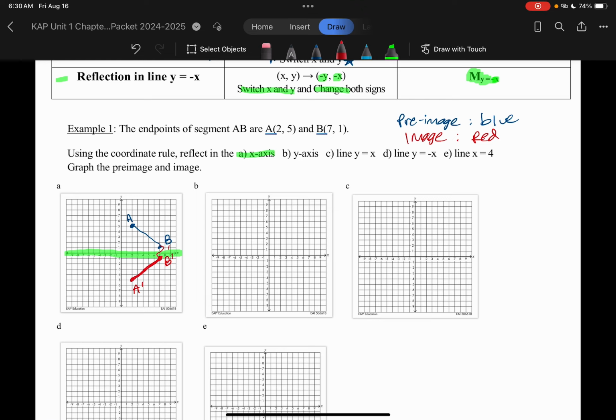So you could also use the rules that we discussed earlier, but that would require you to plot the points, or not plot the points, but write the coordinates of the points and then apply the rule that we have. So I'll show you guys kind of what that looks like on the next one.